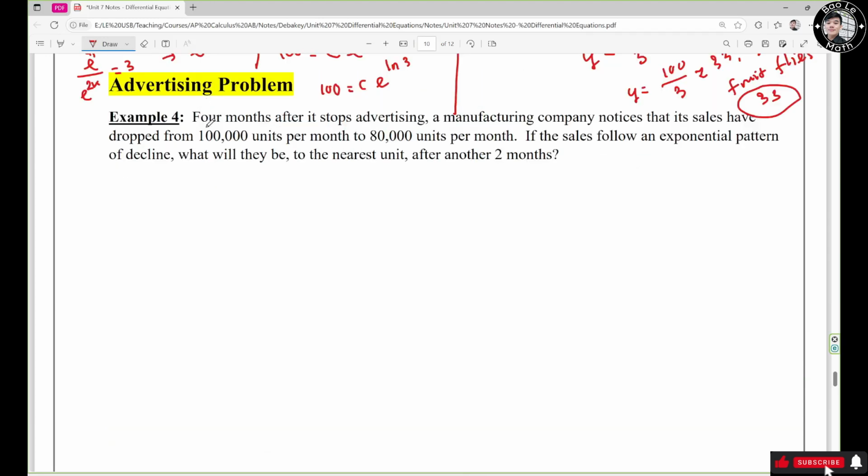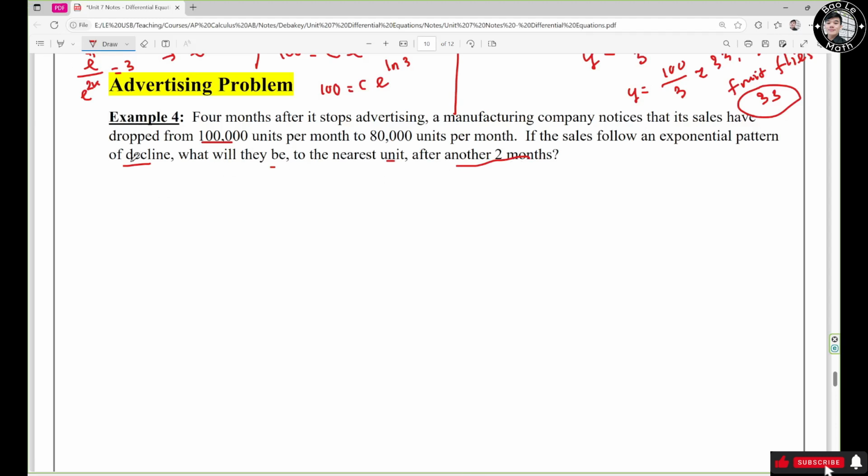Now, let's move on to example number 4. 4 months after it stopped advertising, a manufacturing company noticed that its sales dropped from 100,000 units per month to 80,000 units per month. If the sales follow an exponential pattern of decline, what will they be to the nearest unit after another 2 months? Alright, so you need to summarize this problem.